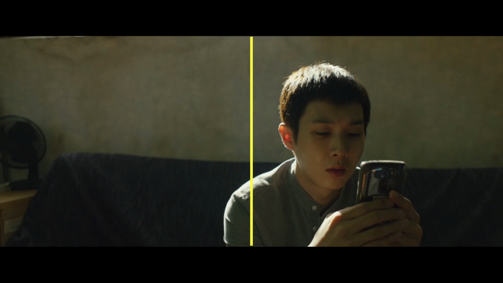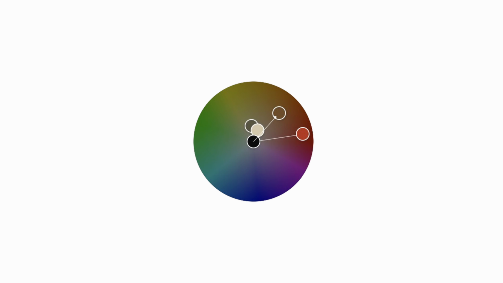In terms of composition, Ki Woo is positioned off-center in the frame. He is looking down at his phone, holding it with both of his hands. His placement within the frame and the empty negative space around him suggests isolation and focus. The use of minimal background elements of the sofa and fan also lend to the simplicity and financial situation of his family. The color harmony used in this scene is analogous.